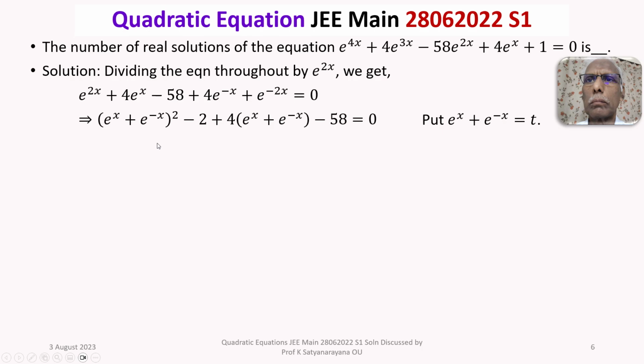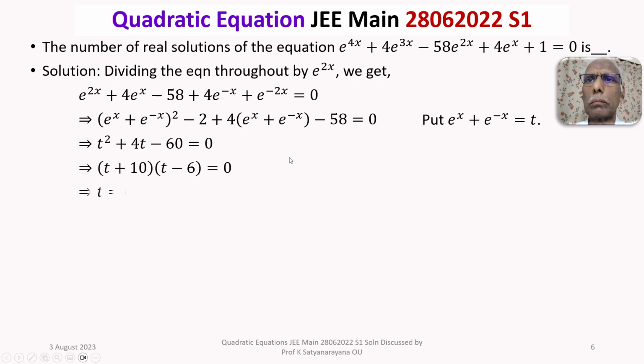Then this equation becomes t^2 + 4t - 58 - 2, that is, minus 60. It is now a quadratic equation in t. The factorization is very easy. The factors are (t + 10)(t - 6) = 0.